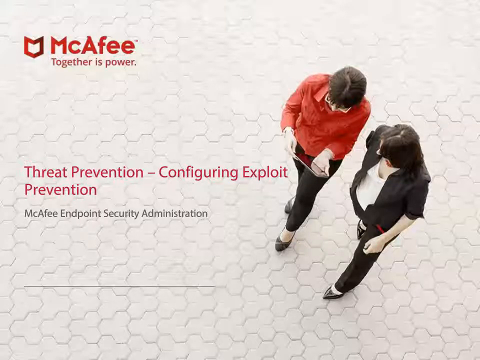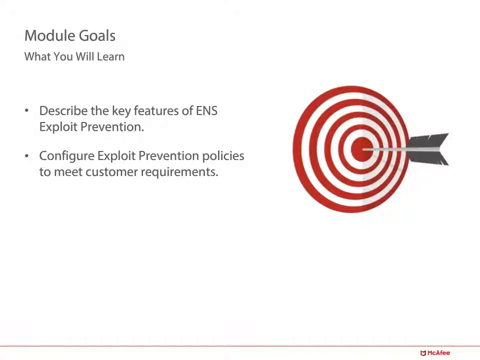This module is Threat Prevention: Configuring the Exploit Prevention Protection. The Threat Prevention module in our McAfee Endpoint Security provides a content-based exploit prevention capability. This capability is going to replace the McAfee VirusScan Enterprise buffer overflow protection and provides a broader range against the different vulnerabilities and exploits.